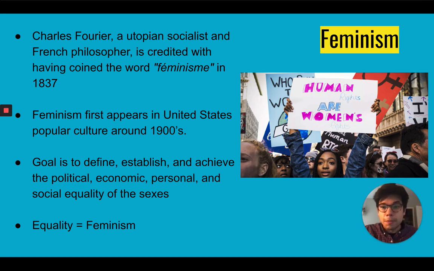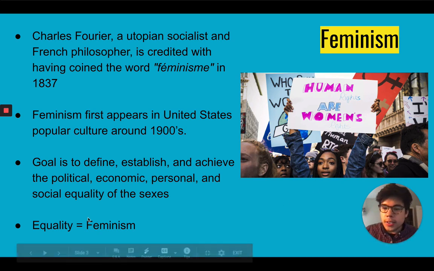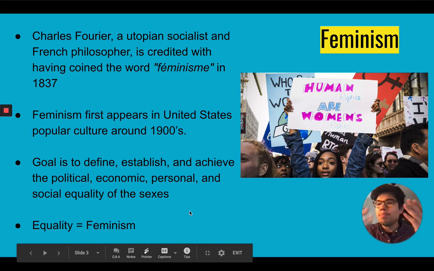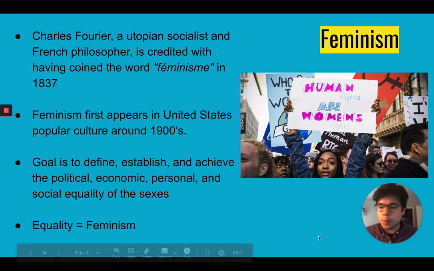Political equality: the voice, voting, participation, holding offices. Economic equality: we're immediately probably thinking of equal pay. Personal equality: personal control. So when we're seeing the word feminism, it's about equality between the sexes. Equality, feminism, essentially one and the same. That's what we're talking about.